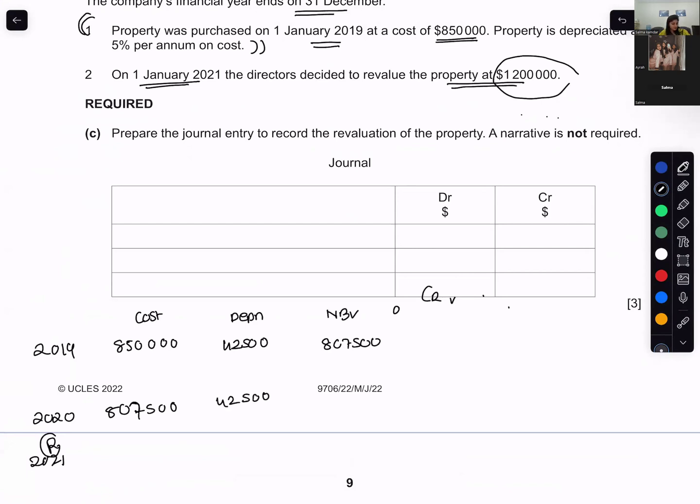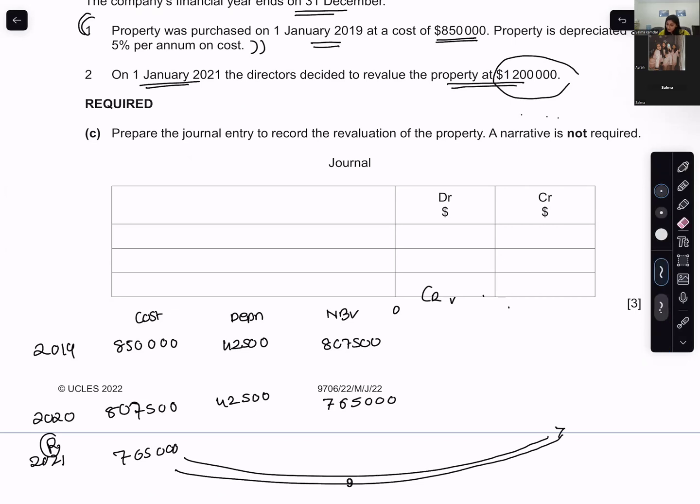Depreciation on cost. The amount of depreciation would remain the same. So it is 765,000. And now over here, you are revaluing it for 1,200,000. Are you with me? So the property which had a carrying value of 765,000 is now valued at 1,200,000. Can you tell me the value of the property is going upwards by how much?